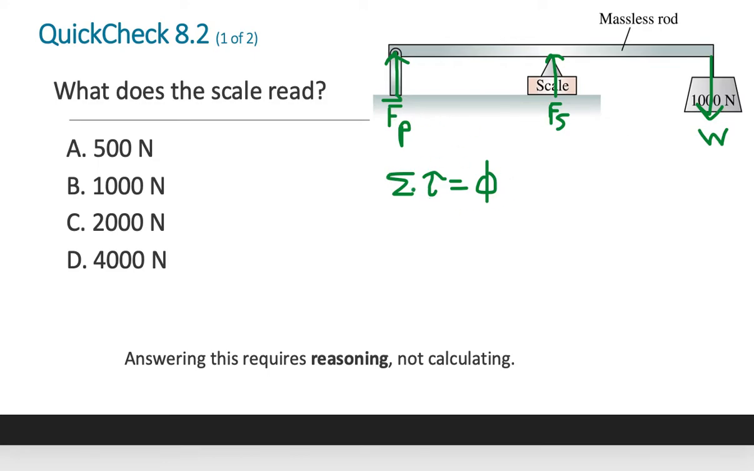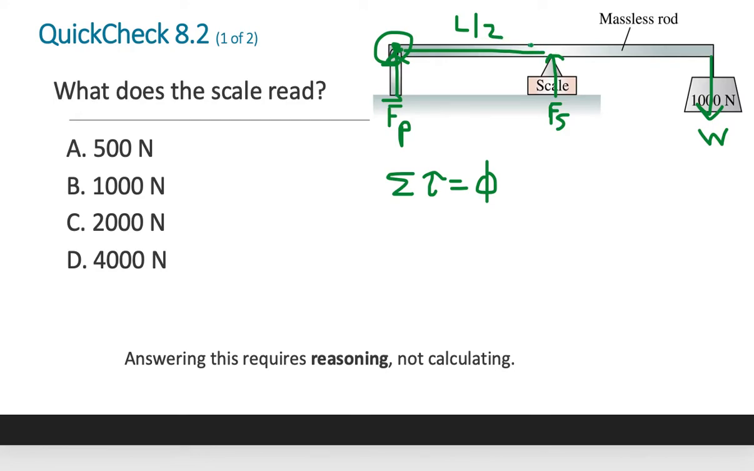So let's look at sum of the torques and let's choose an ideal position. Since we know the weight, we do not want to put our sum of the torques around the weight point. We want to put it around a point we don't know and we don't care about. And that's going to be the hinge point here. So let's look at sum of the torques equal to 0 around the hinge point. Well, we need to know our distance. Let's call that L over 2, half the distance of the rod.